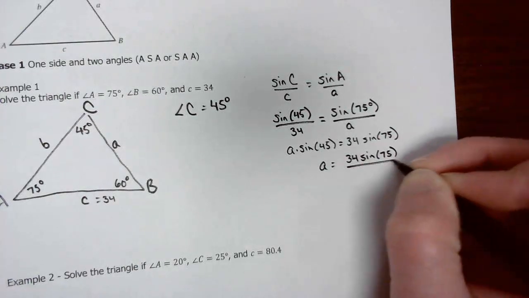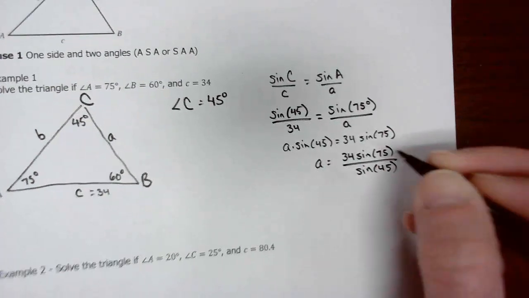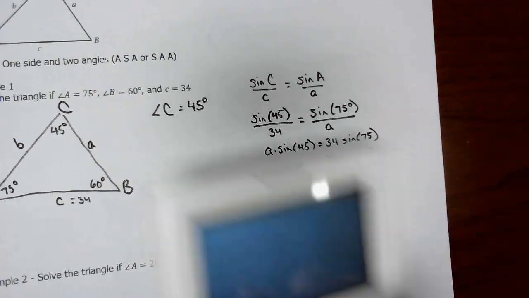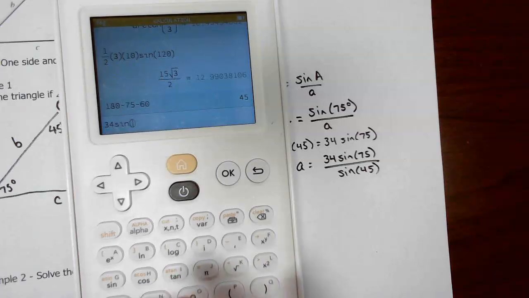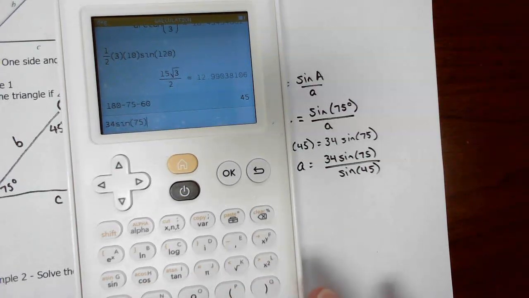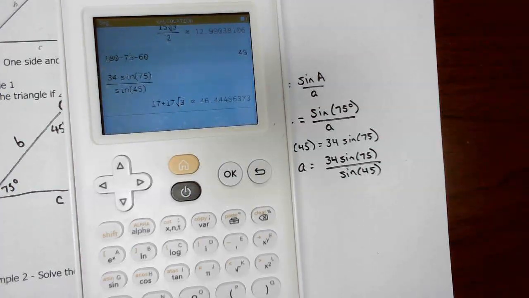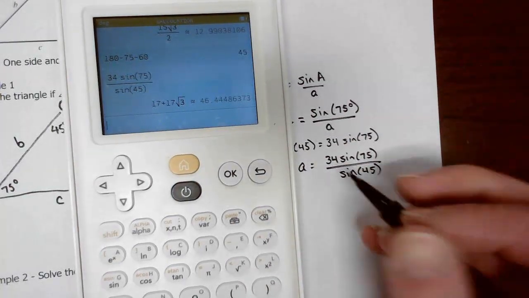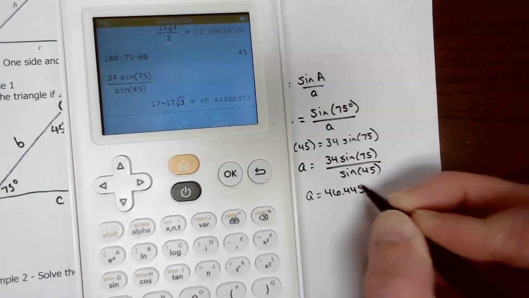Now be very careful here. The sines do not cancel out. They belong with their angle. They stick together. That's why the parentheses are there. So do not try to cancel out the sines. That does not work that way. So 34 sine of 75 divided by sine of 45. And it says that that is 46.445. So little a is 46.445.